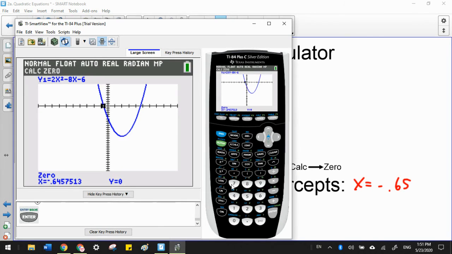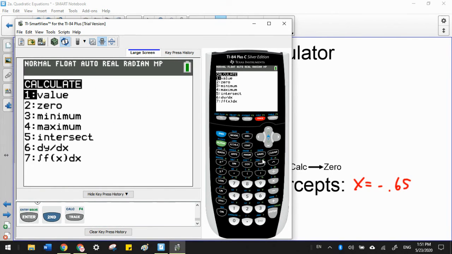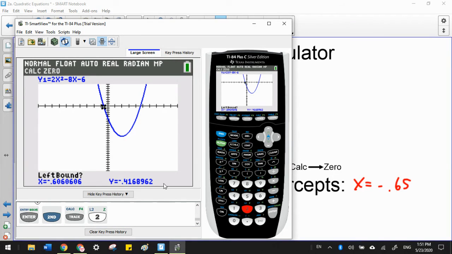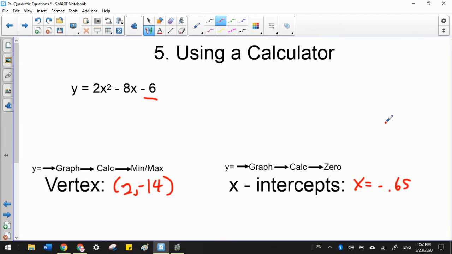And then when I want to find the other zero, I just repeat the same process. Second calc, option 2 is zero. And then for the left bound, you want to make sure you're not putting it to the left of the other point that you found. So my left bound, I'm going to make 2. And then for the right bound, we're going to go with 1, 2, 3, 4. So this is 5. X equals 5 is to the right of where the x-intercept is. So we'll just do x equals 5 for my right bound. And now when I click enter, this will give me 4.65. So the other x-intercept is 4.65.